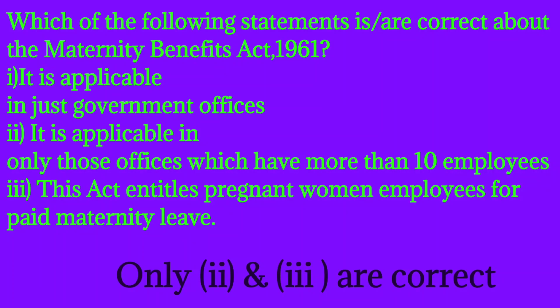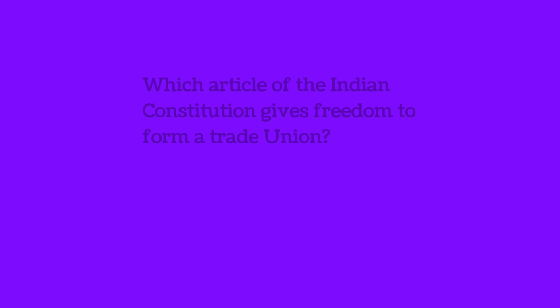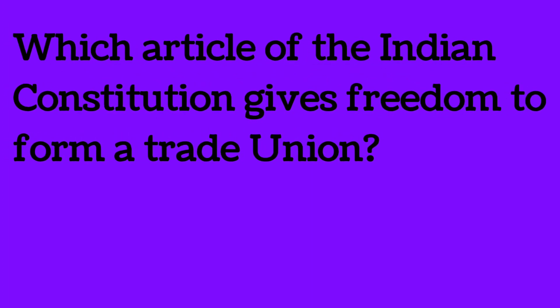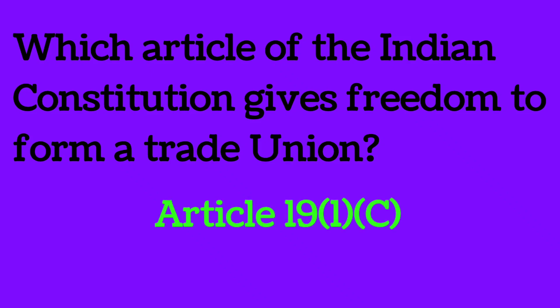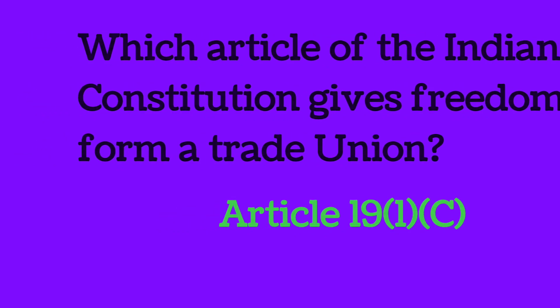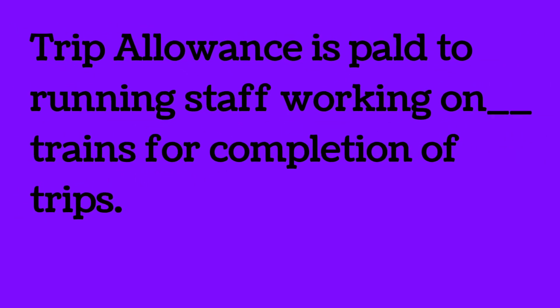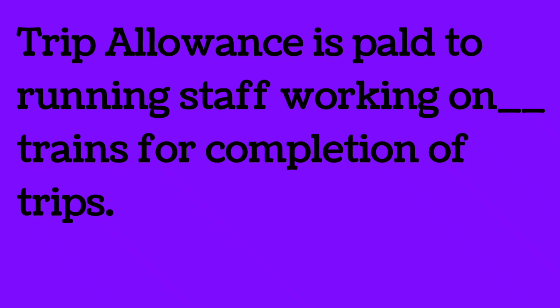Which of the following statement is or are correct about the Maternity Benefits Act 1961? Option 1, it is applicable in just government offices. It is applicable in... Friends, pause the video and see the answer. Next question, which article of the Indian Constitution gives freedom to form a trade union? The Article 19(1)(c). Trip allowance is paid to running staff working on dash trains for completion of trips.